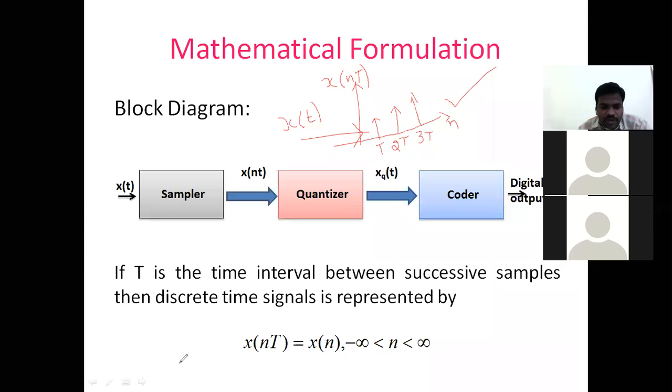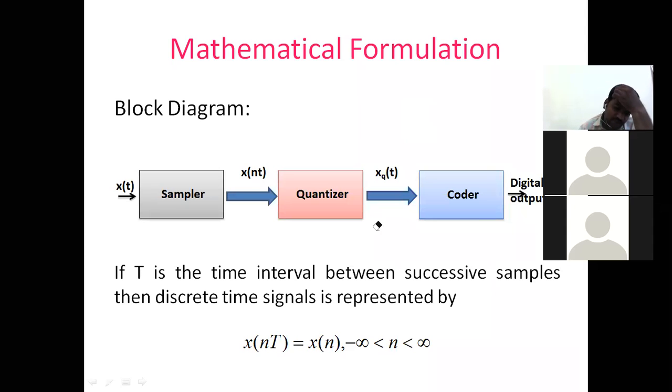Now see here, x of nT is equal to x of n. Both are the same. There is no difference between x of n into capital T and x of n. x of n is the direct discrete time signal, and x of nT is the discrete signal which is obtained from the sampled continuous time domain signal. So if you sample the continuous time signal x of t, you will get x of nT, which is nothing but your discrete signal x of n. The range of n is also given, defined from minus infinity to plus infinity. That means it is either a positive integer or a negative integer. Don't bother about the value. Sometimes it is a negative integer, sometimes a positive integer. So this is the basic mathematical formulation of sampling.